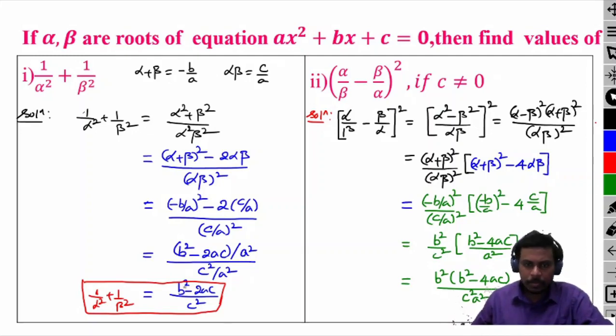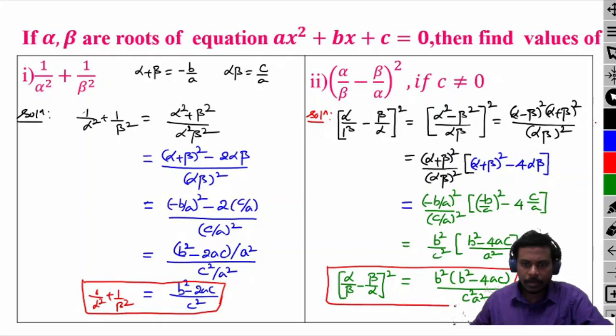So this quantity, (alpha by beta minus beta by alpha) whole square, this quantity is going to be, I'm putting in the given box, right? Okay, now these two questions are answered.